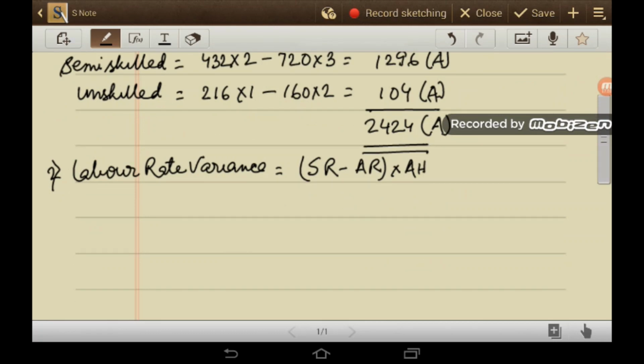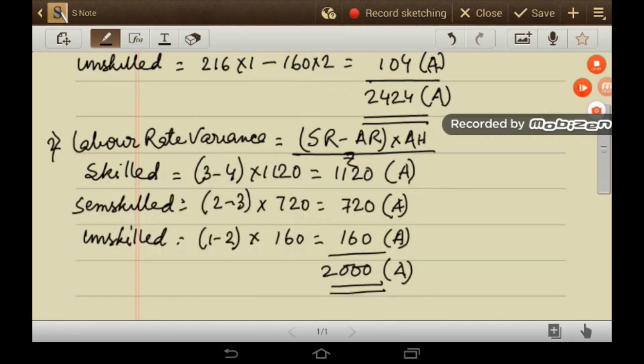Labor rate variance is calculated by this formula, SR minus AR into AH. Now I will just put the values as calculated above. Now labor rate variance for skilled worker is 1120 adverse. Labor rate variance for semi-skilled worker is 720 rupees adverse, and for unskilled workers is 160 adverse. So total labor rate variance is 2000 adverse.